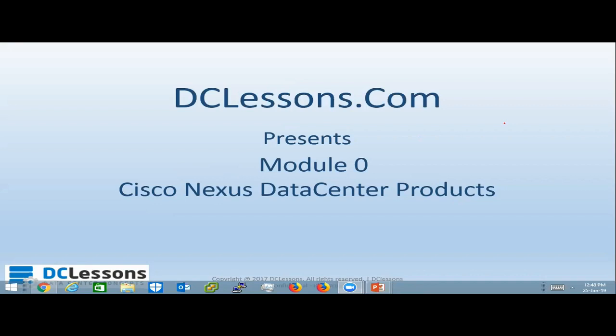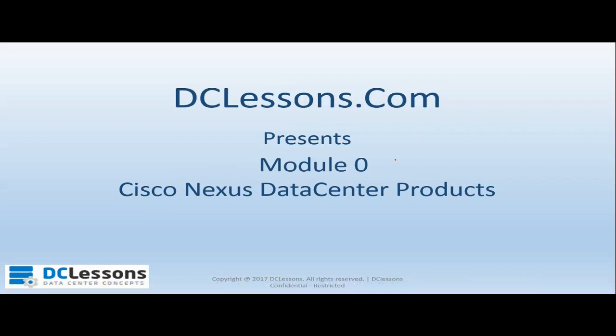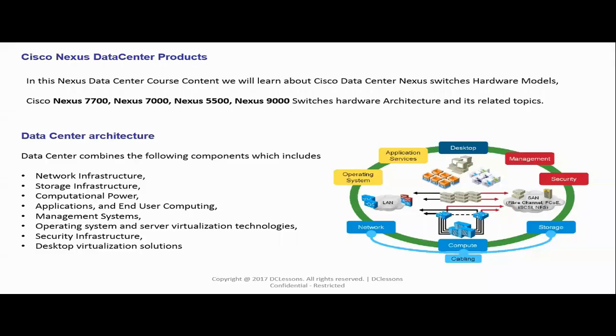This is dclessons.com, presenting module 0 of the Cisco Nexus Data Center products. In this module, we are going to learn about all the data center products which Cisco is providing on the Nexus part, like Cisco Nexus 7700, Nexus 7000, Nexus 5500, and Nexus 9000 switches. These switches are used in different architectures, like a 3-tier architecture, a 2-tier architecture, or a single-tier architecture. First of all, what is the data center architecture all about?